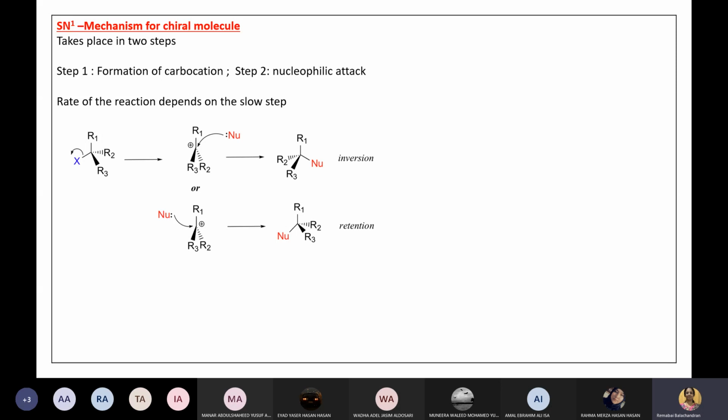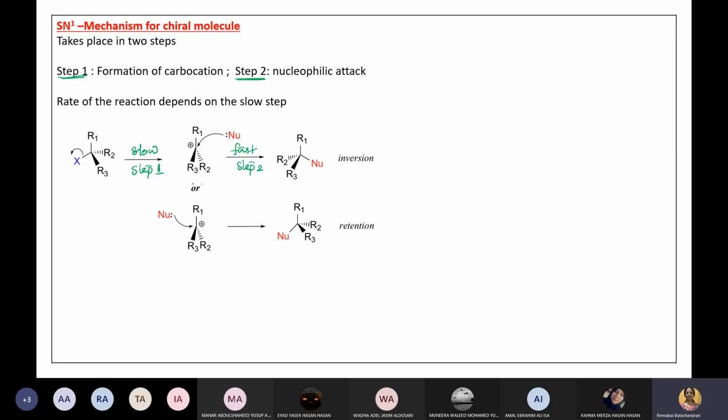Now here, mechanism of SN1. I told you, SN1 has how many steps? Two steps. One slow and one fast. Step number 1, formation of carbocation. Step 2, nucleophilic attack. Which is the slow step? This is the slow step, this is step 1. This is step 2, the fast step.